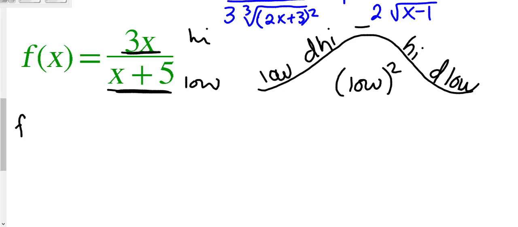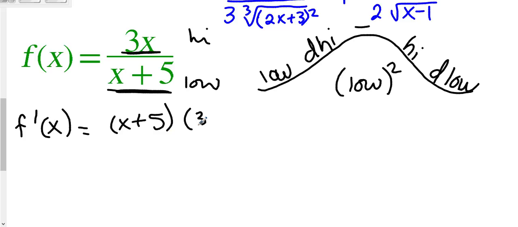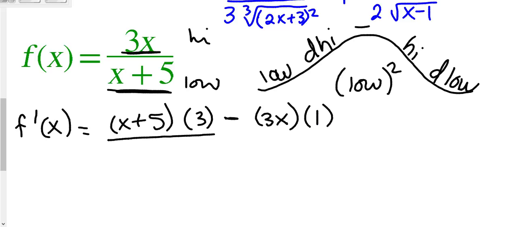So, to find our derivative, we have low, which is x plus 5. D high, the derivative of 3x is 3. Minus, make sure that you get that sign correct. High is 3x. Times the derivative of low, which is just 1. All over low squared, we'll get x plus 5 squared.